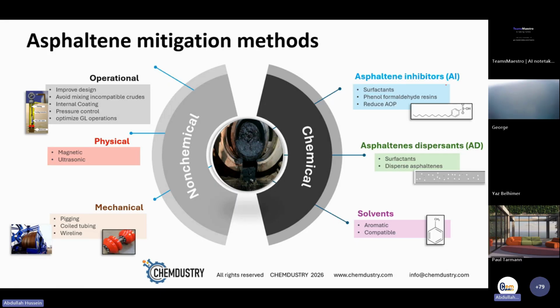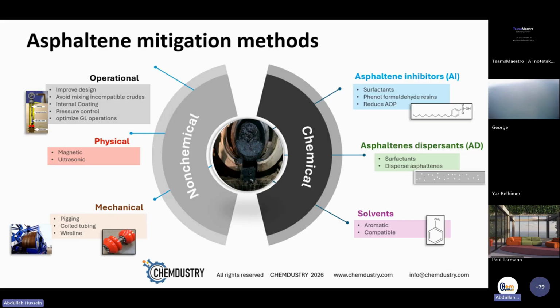The chemical, we have asphaltene inhibitors, asphaltene dispersants, and we also have the solvents, which most of the time should be aromatic solvents. Coming to the non-chemical methods, we have operational. We try to manage the system to avoid the asphaltene instability.